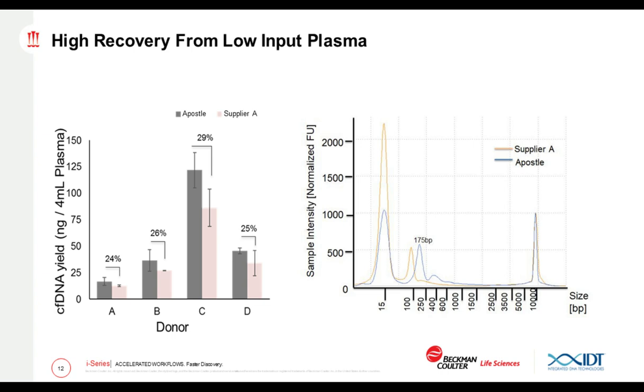In the figure on the right, it's a TapeStation trace from donor B. cfDNA size distribution was analyzed on Agilent high-sensitivity D5000 ScreenTape. cfDNA extracted from Apostle Minimax has typical mononucleosome peaks at 175 base pair and dinucleosome peak at the 350 base pair mark, with a high efficiency compared to Supplier A. Clearly, the cfDNA quality and performance is better for Apostle Minimax kit. With that, I'm handing it back to Nicole to take you through IDT's case study.